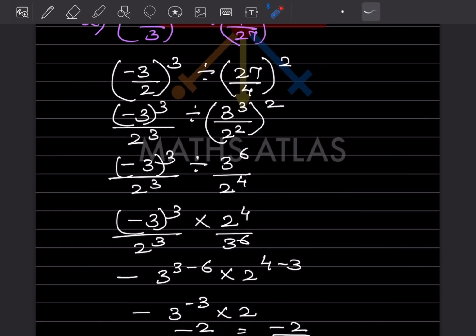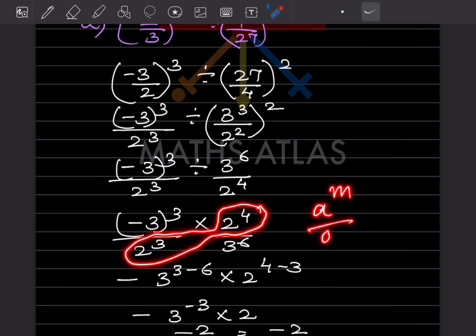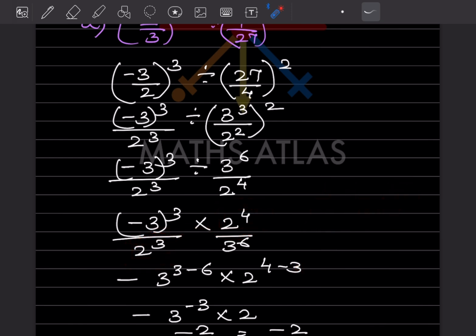So now what you can see here, this 3 and 3. This is division, so we can write here minus 3, and here we can do one thing, that will be 3 minus 6. And for this one, this is 2 and 2. This is division, because you know a raised to m divided by a raised to n will be a raised to m minus n. So 4 minus 3, and the minus will keep at the side.